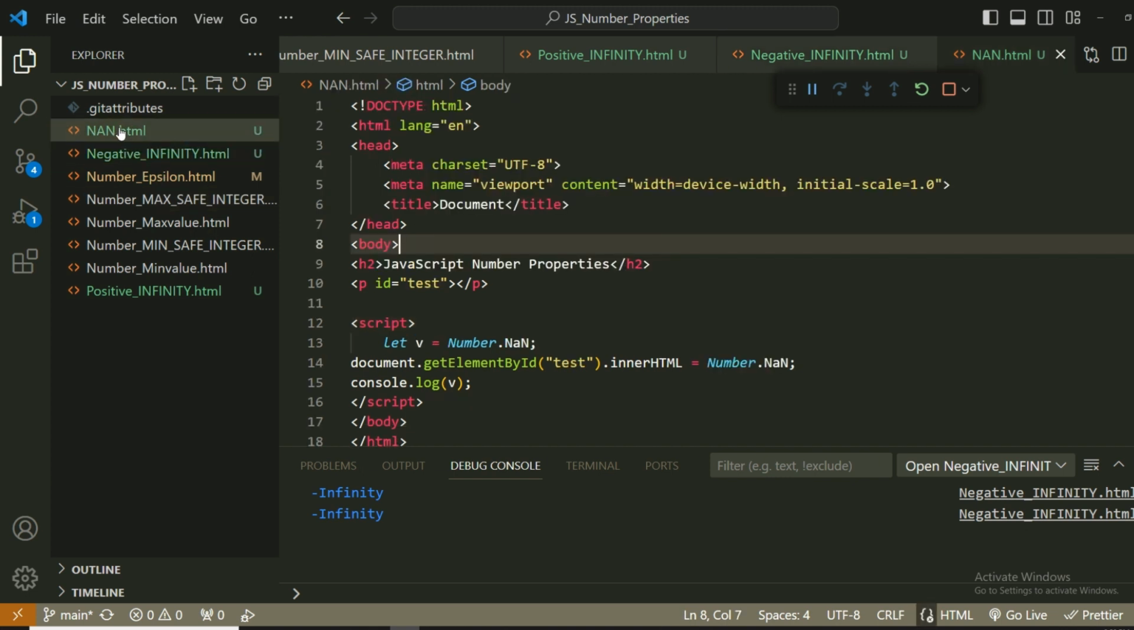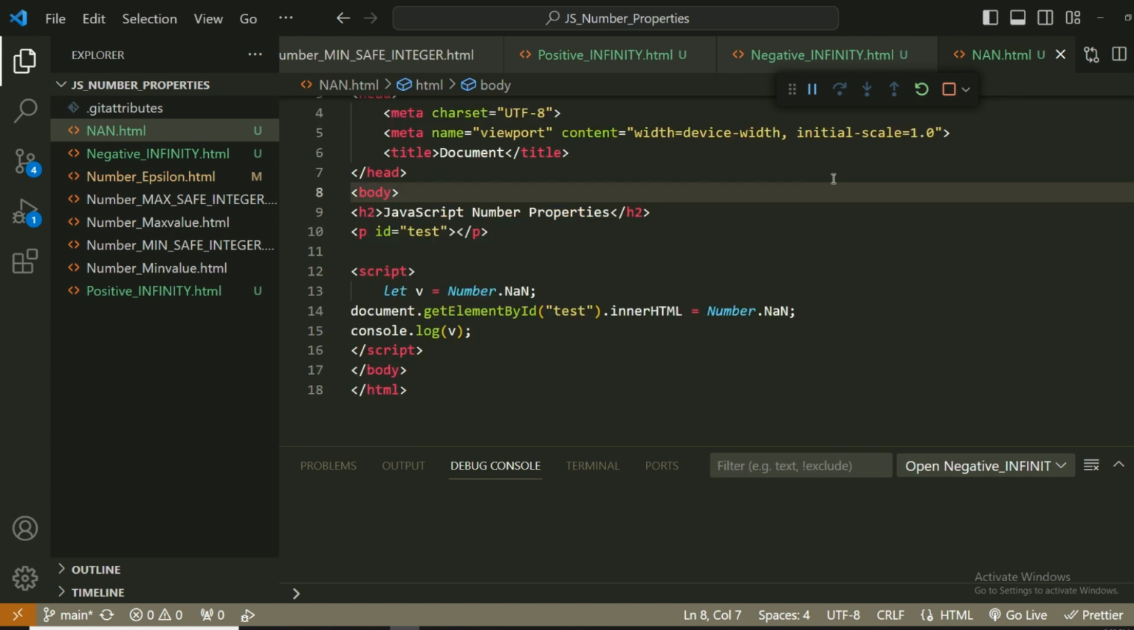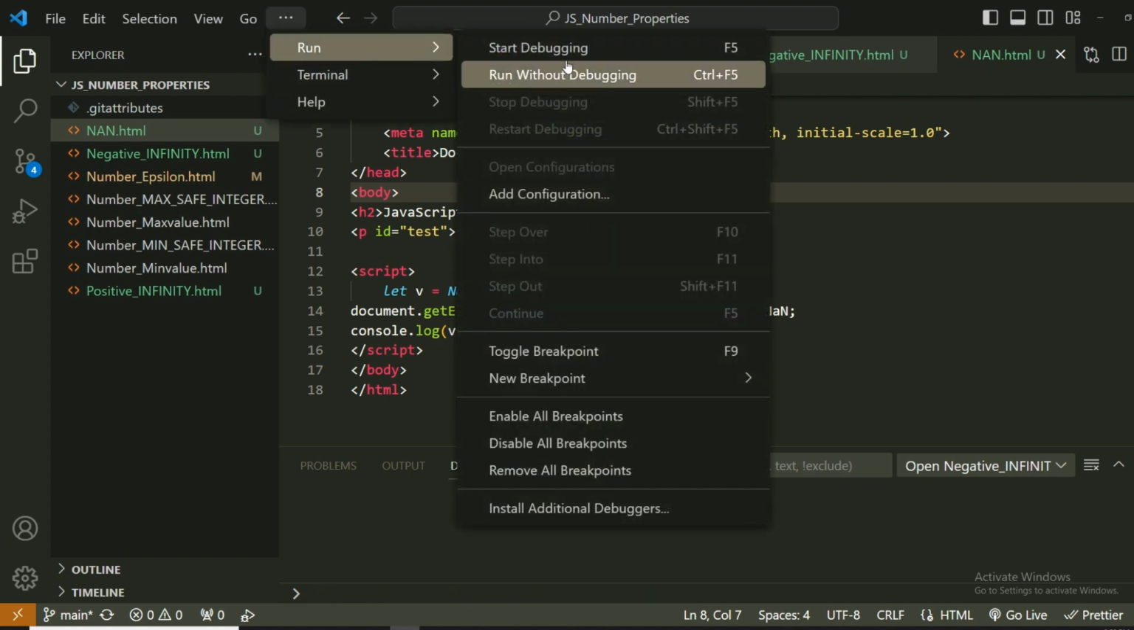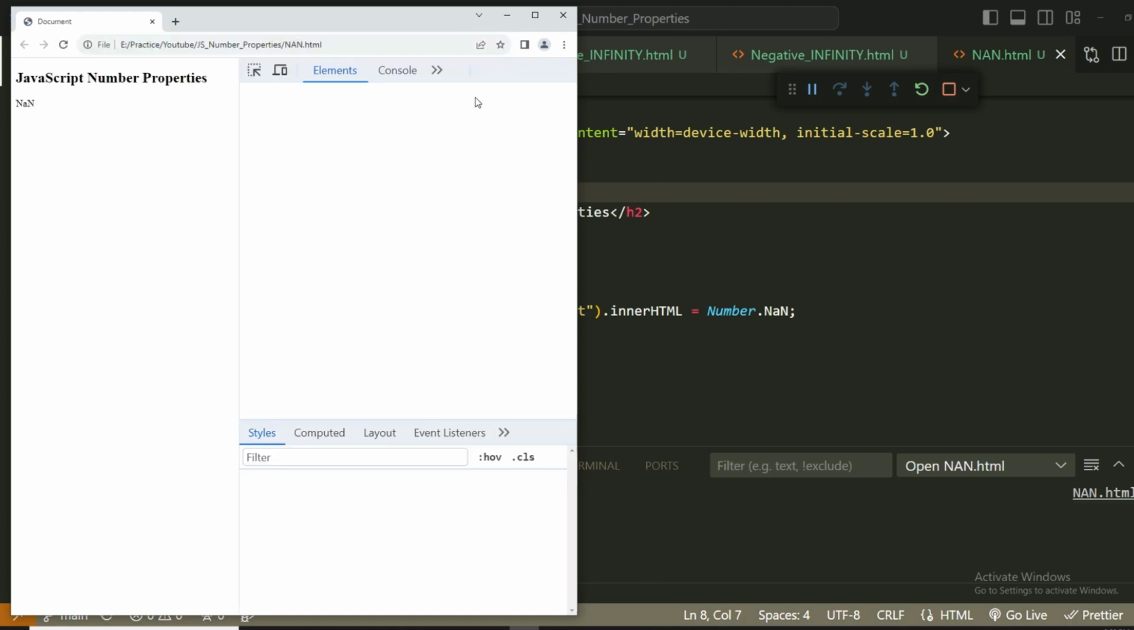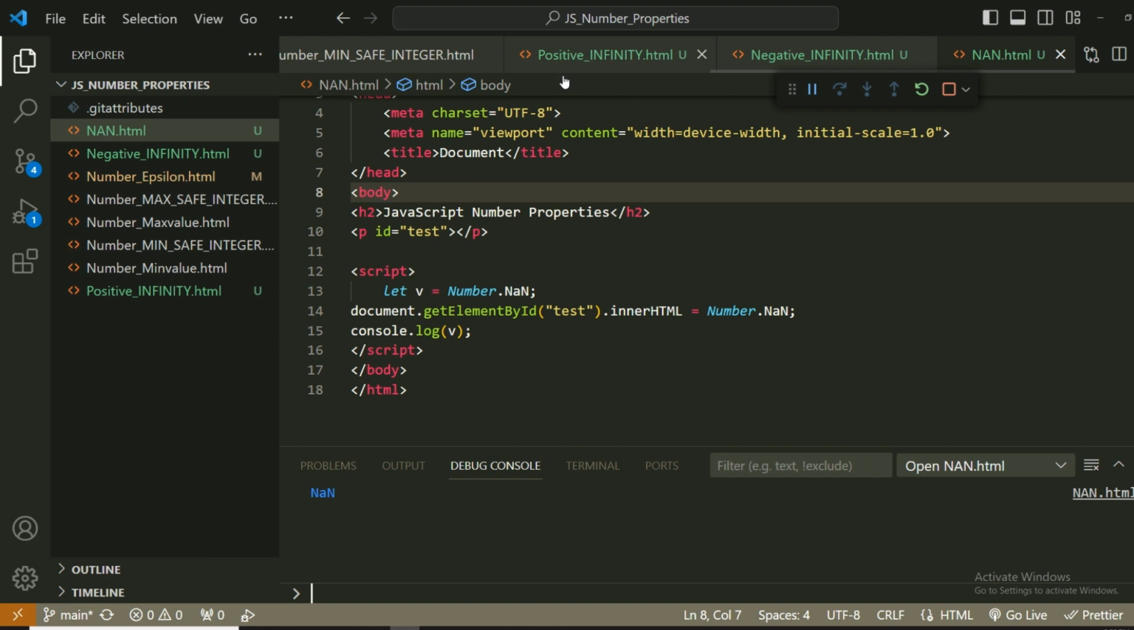Now, the next one we would look at is not a number. We mostly know what not a number is, like if we try to do something with a string value, then it will give us not a number. However, let's run this example and have a look at the output. Now it's simply giving us NaN, but what is it trying to do? It's only trying to print Number.NaN. So Number.NaN will give you not a number.